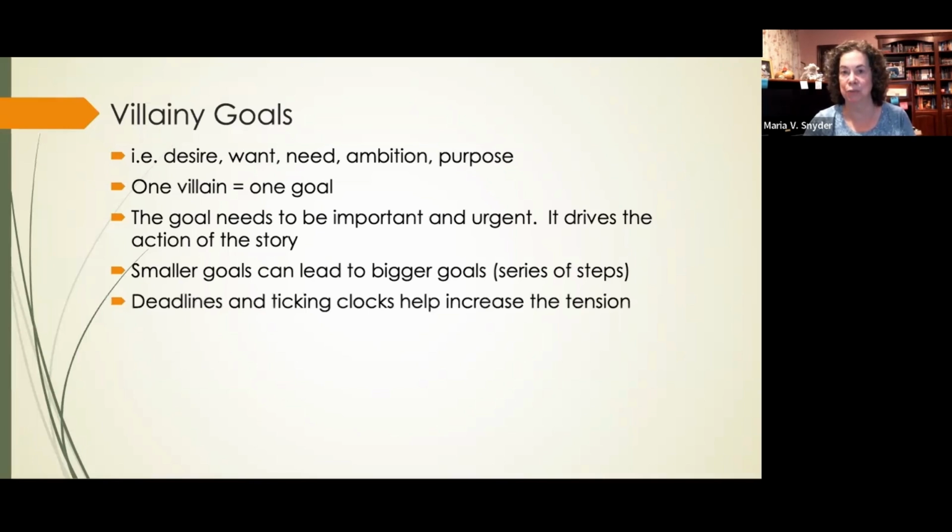Deadlines and ticking clocks really do help increase the tension. If your villain has a certain timeline, like, okay, everybody's going to be on this train at this time, and I want to target that train because it's going to be filled with the most people. Or there's going to be a gala in the White House, and there'll be all these dignitaries there, so I have to target the White House on a certain day.